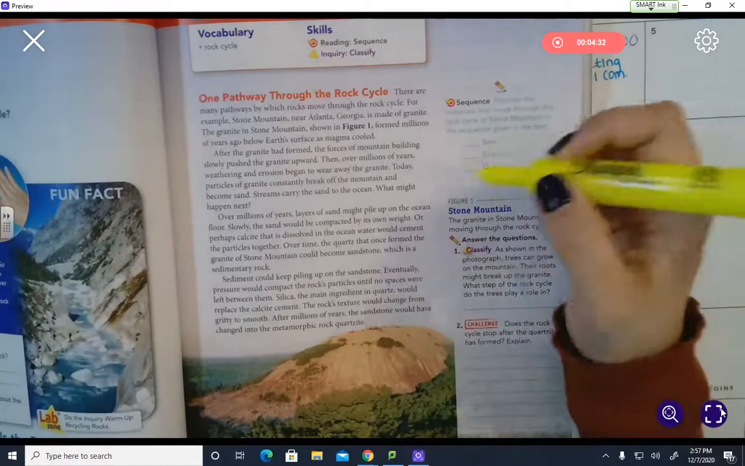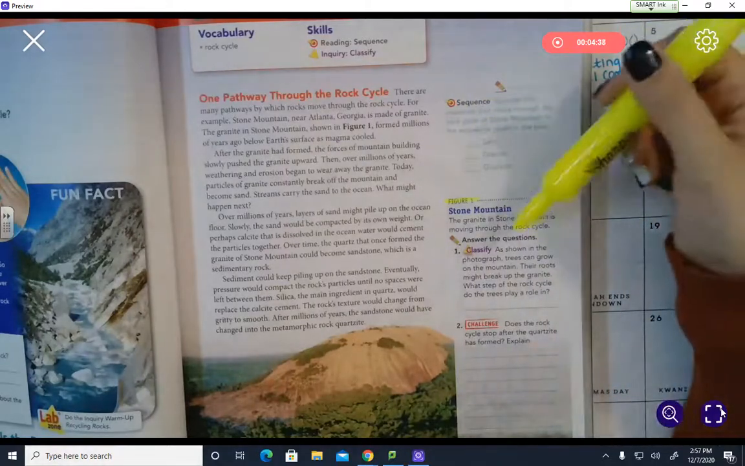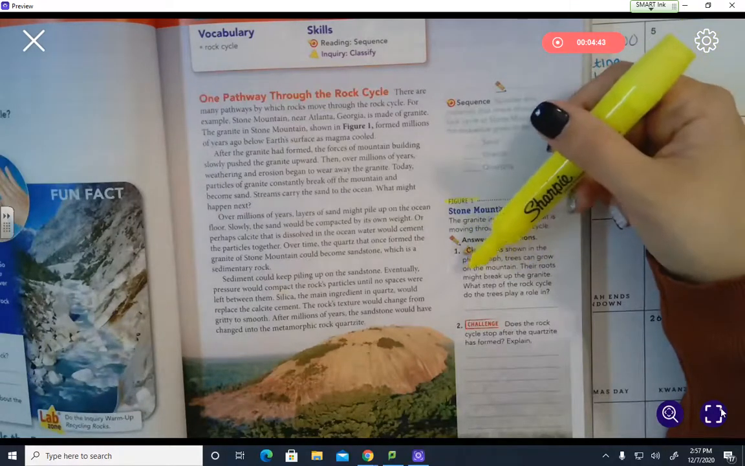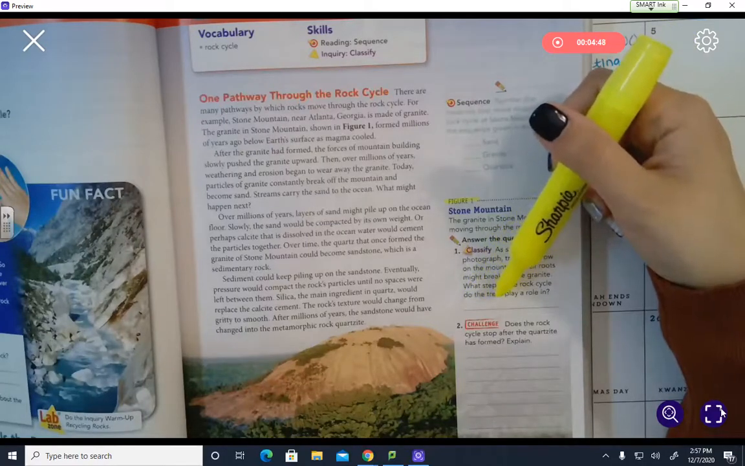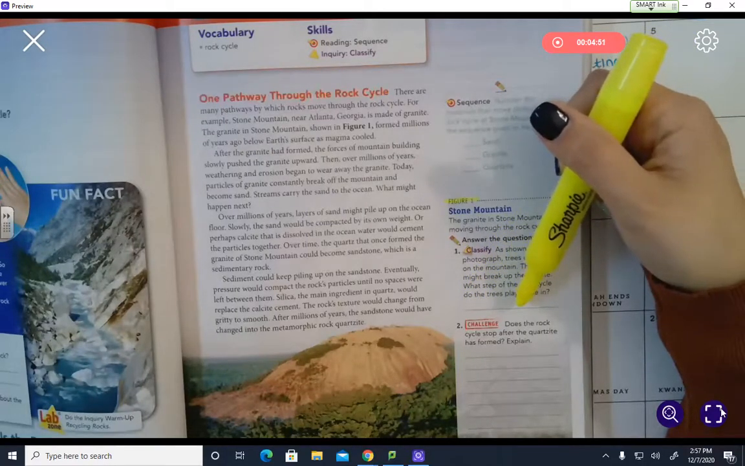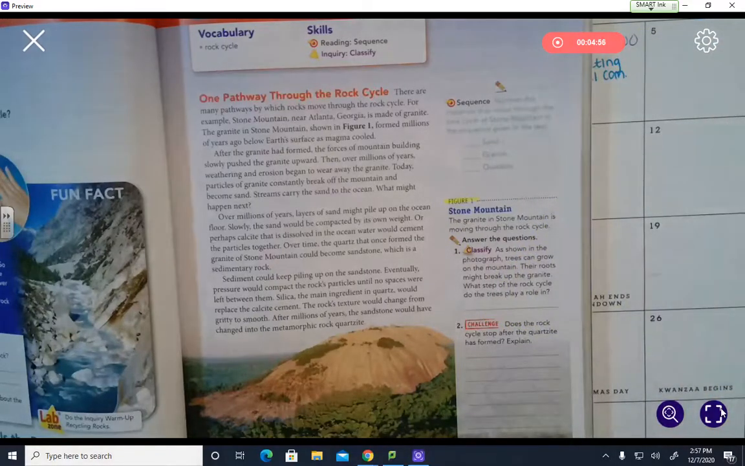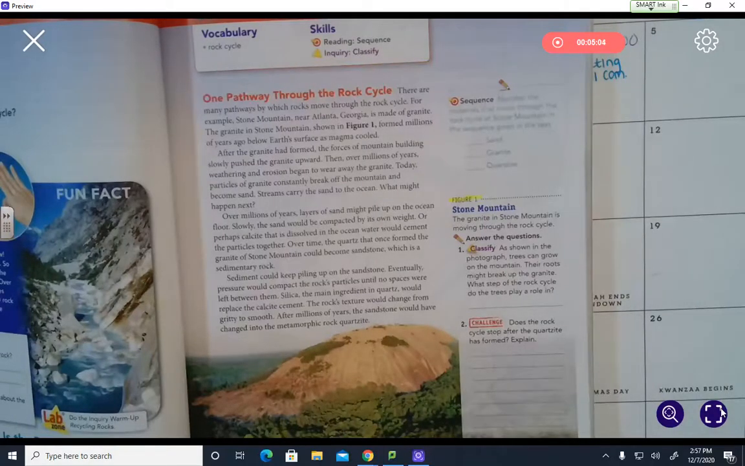I want you to take a minute and answer the question over here for Figure 1. It says, the granite in Stone Mountain is moving through the rock cycle. Classify. As shown in the photograph, trees can grow on the mountain. Their roots might break up the granite. What step of the rock cycle do the roots play a role in? Number 2. Does the rock cycle stop after the quartzite has formed? Explain. After this last step, after the sandstone has changed into the metamorphic rock, does it just stay quartzite or does it start over again? What do you think? Explain.